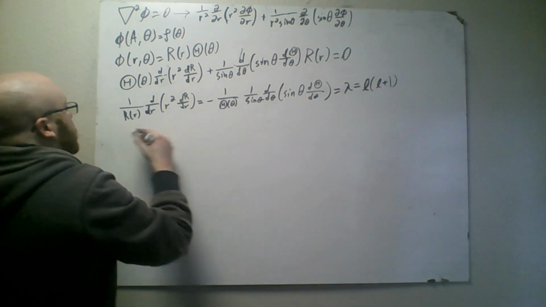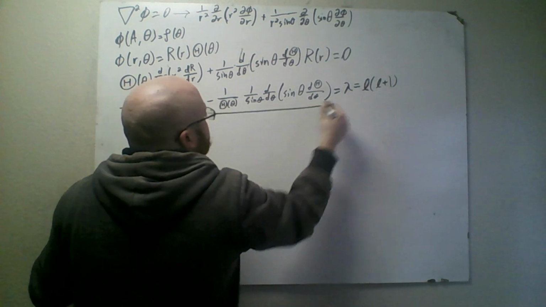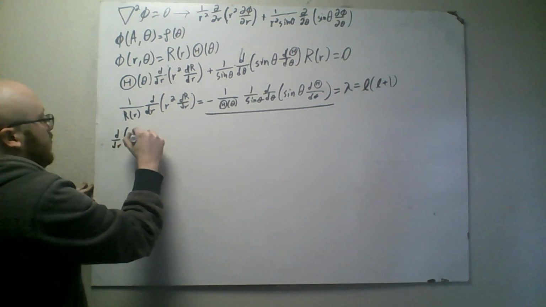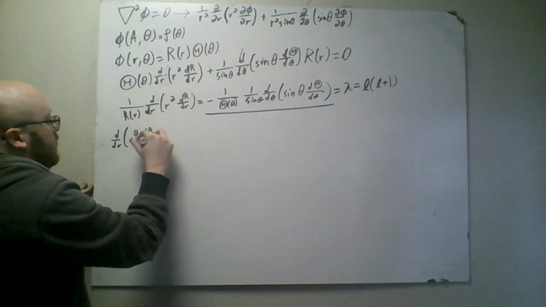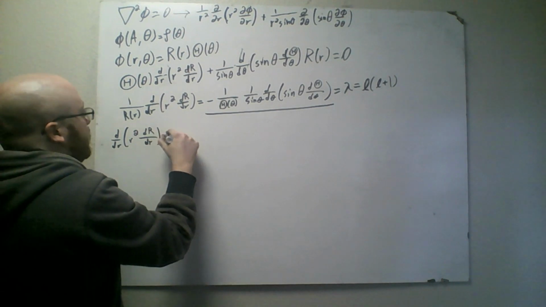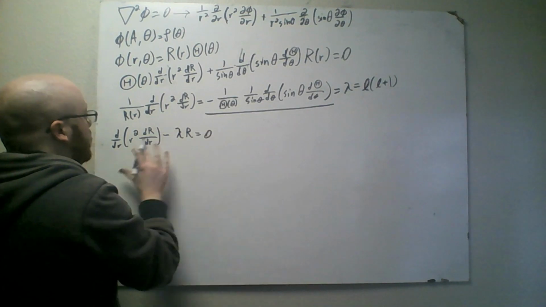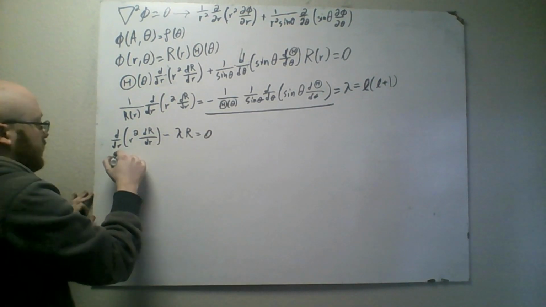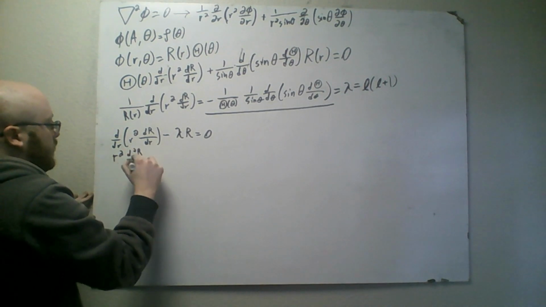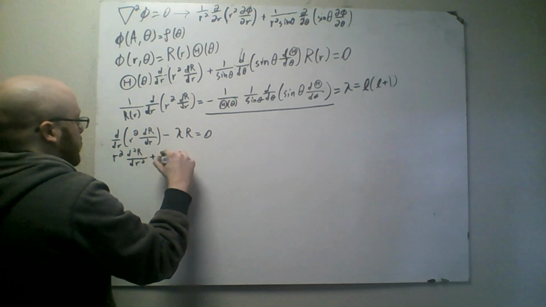And we're going to focus on solving this part here. This part turned into a little demon, but anyway. d over dr, r squared dR over dr, minus lambda big R equals 0. This is going to get annoying because I have to keep saying it like that. We can do this with just product rule. This turns into r squared, d squared R over dr squared, plus 2r.